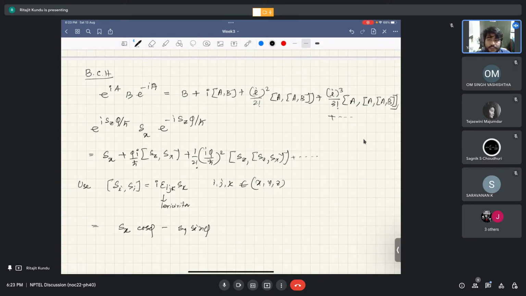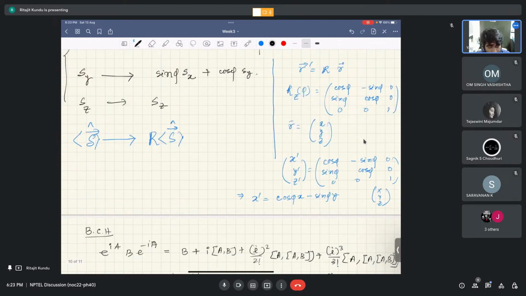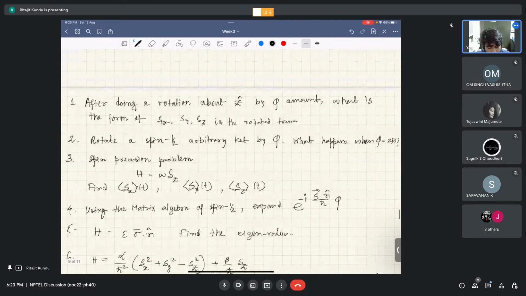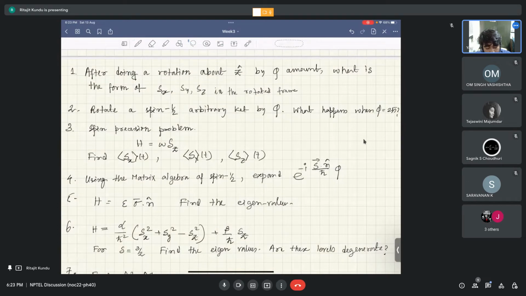Okay, is there any question up to this point? All right, so let us look at this case. We have now seen what happens to these spin operators Sx, Sy and Sz upon rotation. Now let's look at what happens to the states if you rotate them. You will see that there is a very weird thing which comes out of this rotation of the states.